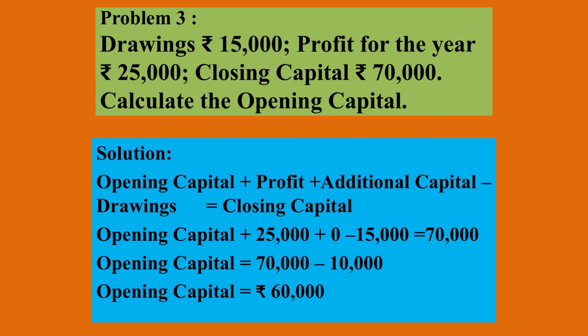We will see that opening capital plus profit plus additional capital minus drawings gives us closing capital. So how do we find out this? Opening capital plus 25,000 plus additional capital, we have not been given any information, minus 15,000 is equal to 70,000, and opening capital is equal to 70,000 minus 10,000. So that gives us rupees 60,000.